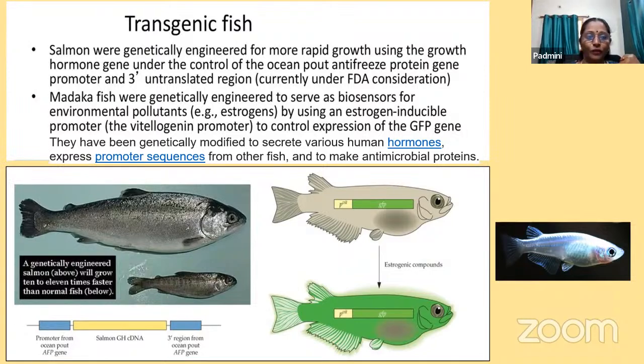Why is it important? When you talk about transgenic fishes, you genetically engineer the transgenic salmon for more rapid growth using a growth hormone gene under the control of the ocean pout antifreeze protein gene promoter at the 3' untranslated region. So what do you mean by ocean pout antifreeze protein gene? In the Atlantic Ocean, the water is always at freezing level, so you can expect the fishes also to freeze and die.